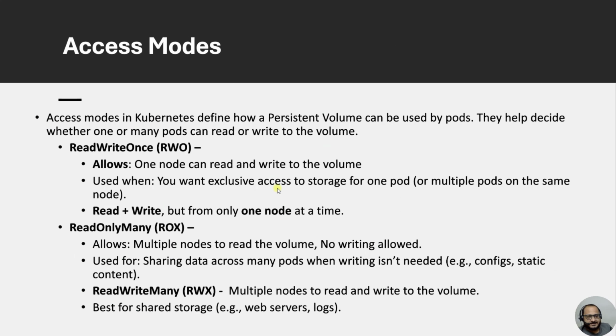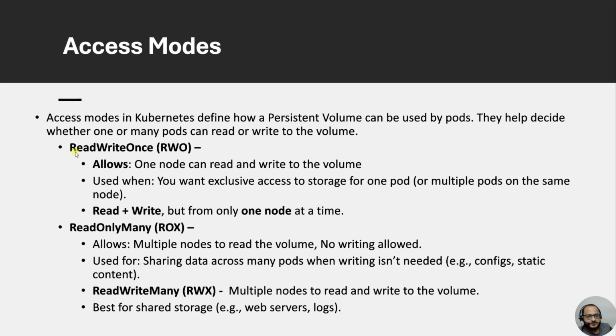Now let's see the access mode. Access modes in Kubernetes define how a persistent volume can be used by a pod. They help decide whether one or many pods can read or write to the volumes. So again, it depends on the application requirement, so what kind of access mode you need.